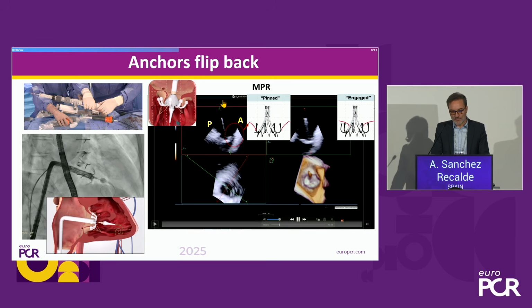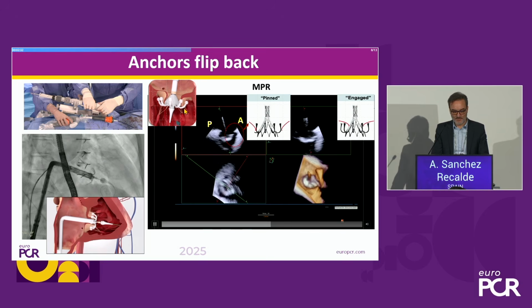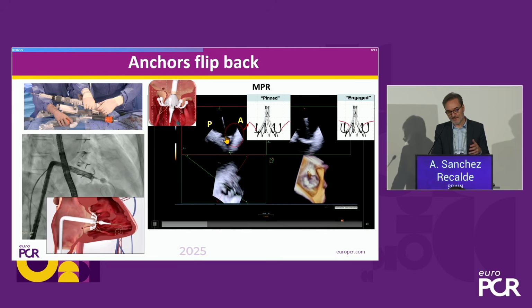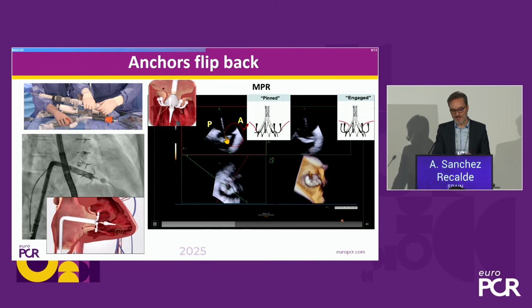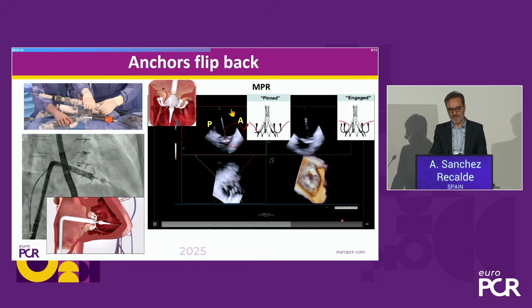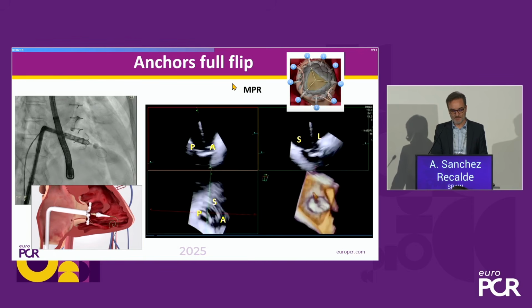So we continued retrieving the delivery capsule, and the anchors flipped back, as this image shows. As you can see, the anterior leaflet is pinned, is outside the valve, is not engaged. So we went deeper and advanced the system to go more anterior and recapture the leaflet.